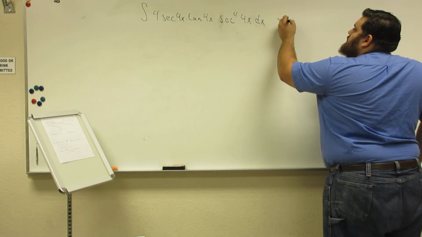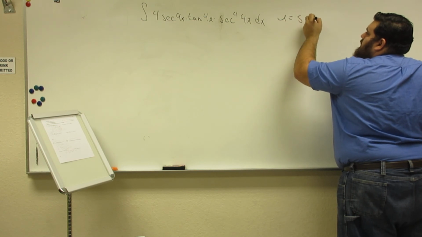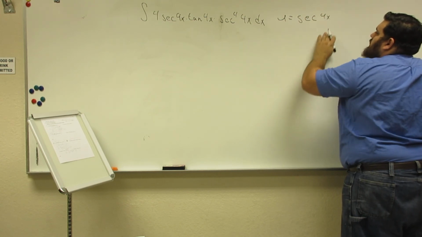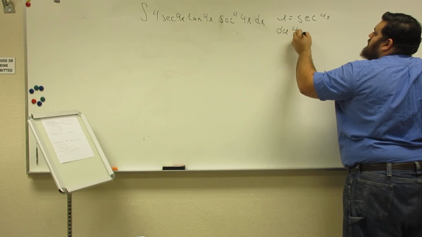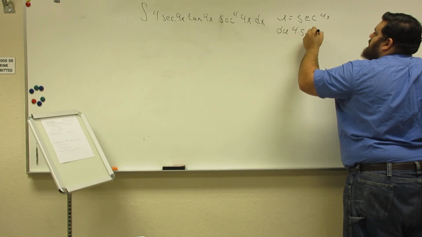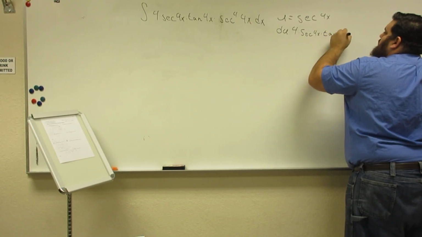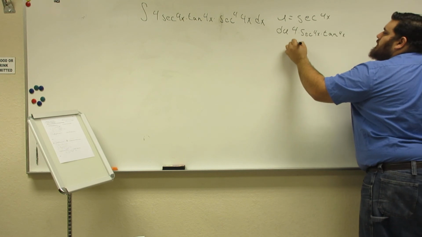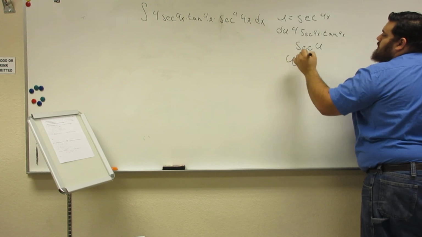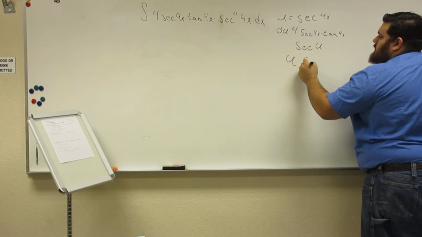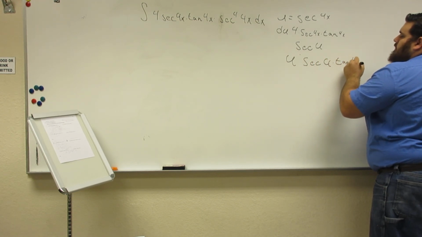But let's just check. We have the u value being secant of 4x. Then the derivative of that would be 4 times secant of 4x times the tangent of 4x, because the derivative of a secant would be the derivative of the angle times the secant of the angle times the tangent of the angle.